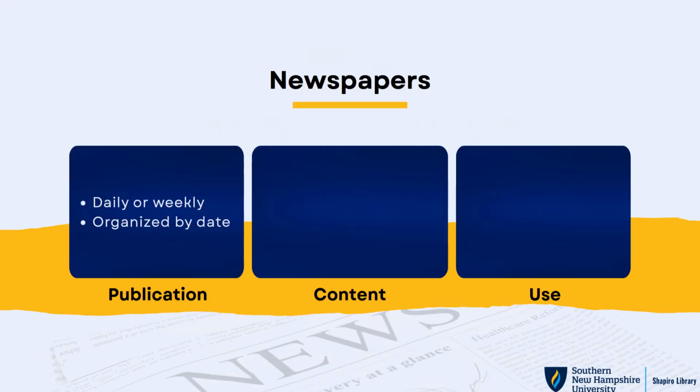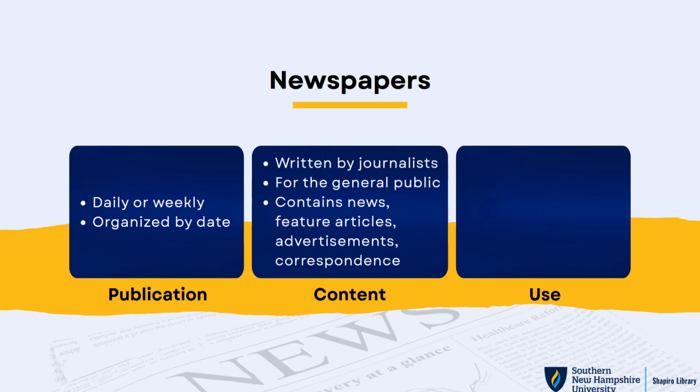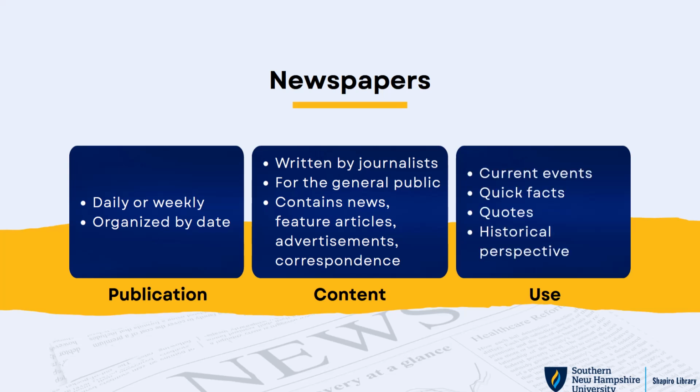Newspapers are published daily or weekly, and major newspapers will organize their publication by date. Newspaper articles are written by journalists for the general public and typically include news, feature articles, advertisements, and correspondence on a wide variety of topics, including current events, politics, sports, and more. Newspapers are useful for current events, quick facts, quotes, and historical perspective, showing us how an event was viewed at a certain time, although they usually do not involve deep detail or research.